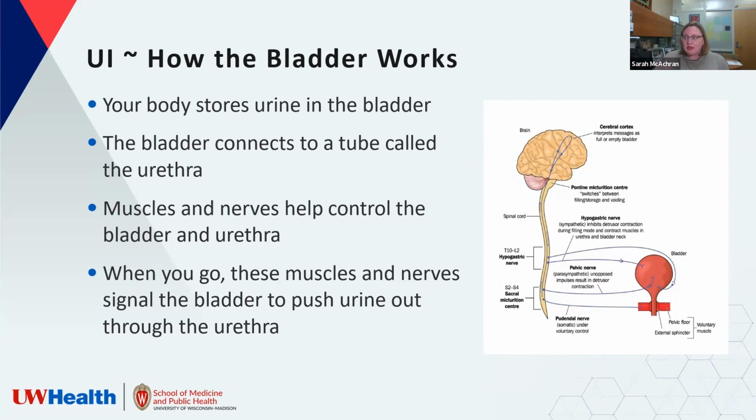The bladder then, like we said, connects to a tube called the urethra. And there's different muscles and nerves that help determine whether you're in storage phase, so you're holding onto urine, or an emptying phase. You're in the bathroom in a socially acceptable place and emptying your bladder. And when you go, these muscles and nerves signal the bladder to push the urine out through the urethra.